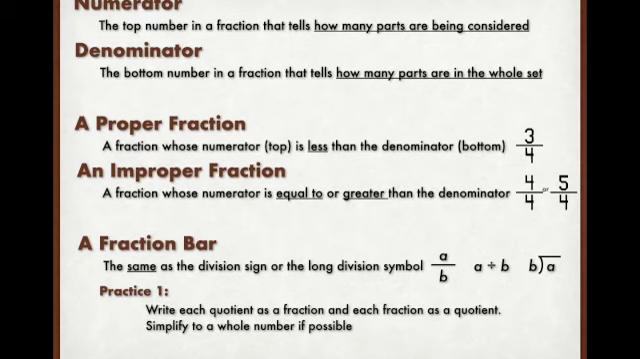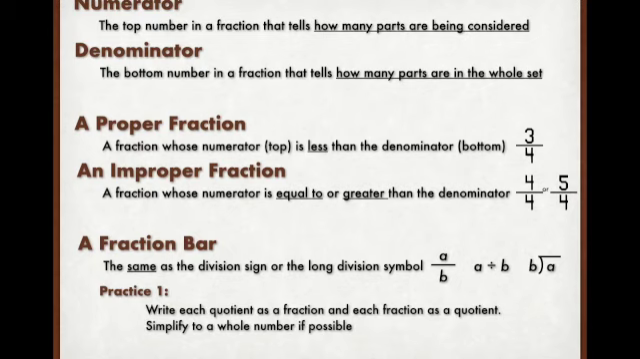A proper fraction focuses on the numerator being less than the denominator. So the top is less than the bottom. So this is more of a common fraction that we may see. This is less than a whole or less than 1. So if I have 3/4 of a pizza, I only have maybe 3 slices out of 4.